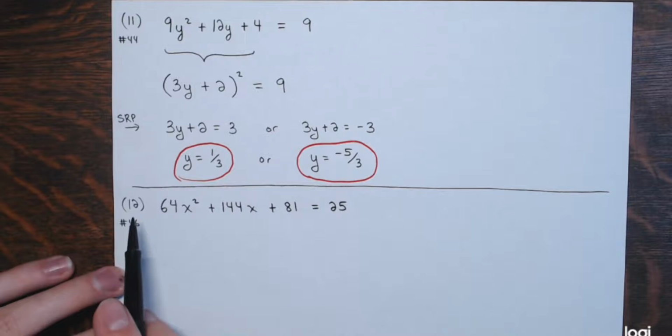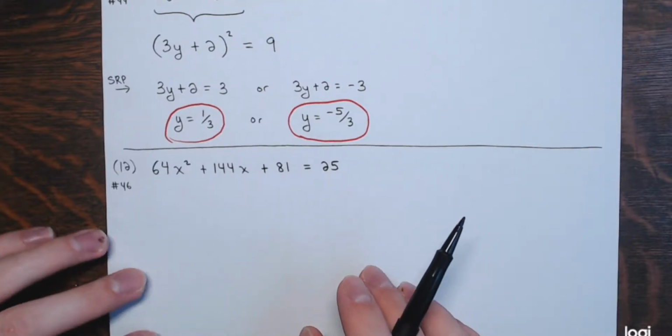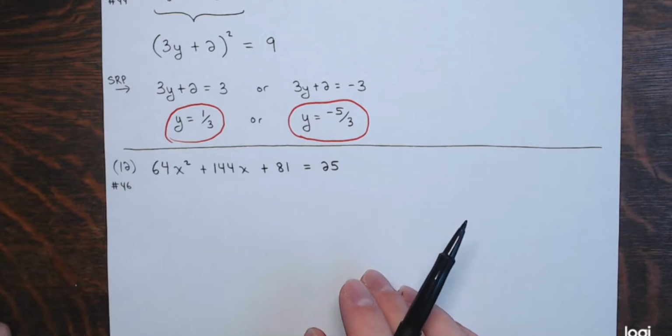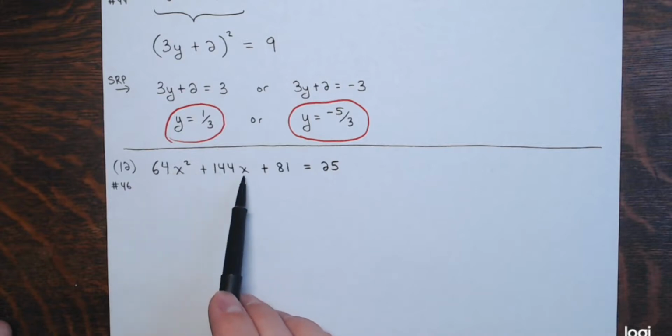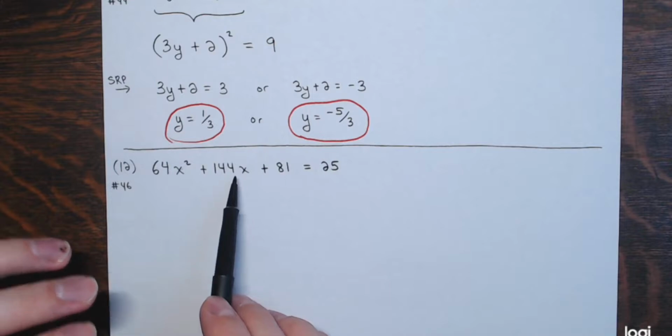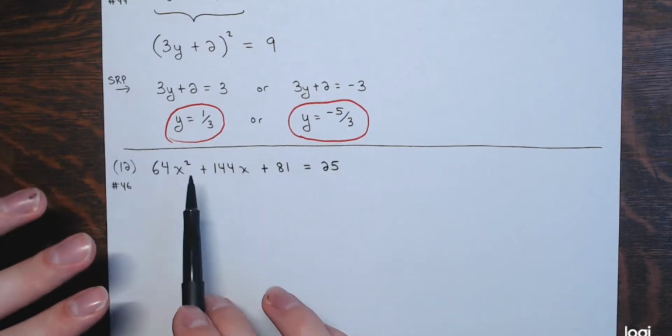Number 12, exercise 46 from the text. Same kind of setup as number 11 and number 10 and number 9. There's a variable in a square, x squared, but there's a variable outside that square. So I can't use the square root property on this equation as it looks right now.